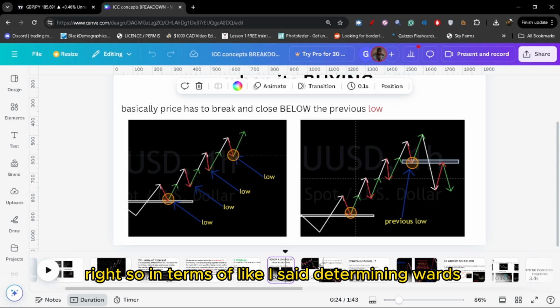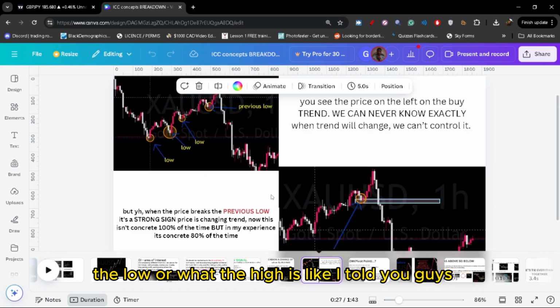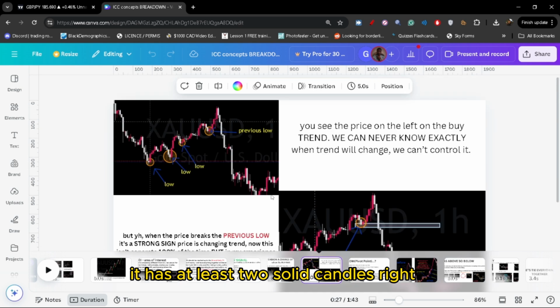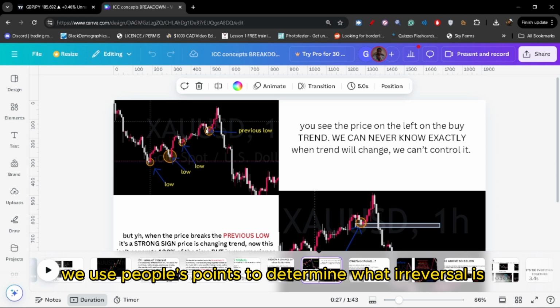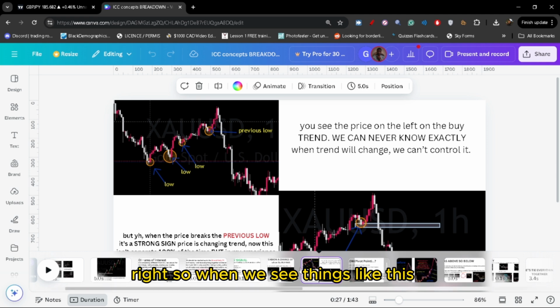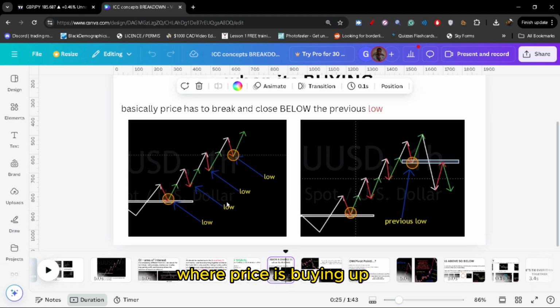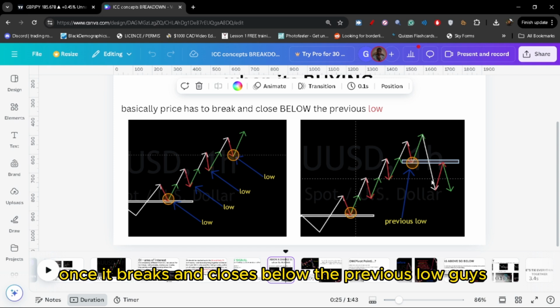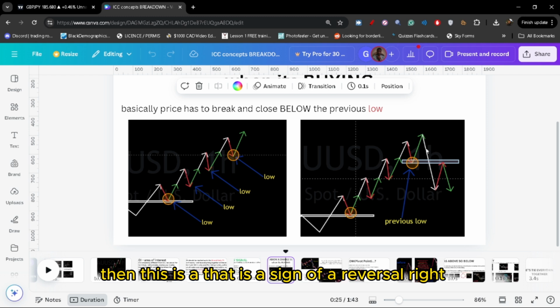So in terms of, like I said, determining what the low or what the high is, like I told you guys, it has at least two solid candles. So in this case here, this would be the lows, and as you can see in this particular case here, this was the previous low. And like I told you guys, we use pivot points to determine what a reversal is. So when we see things like this where price is buying up and then we are trying to look for a reversal, we essentially wait for price to break and close below the previous low. Once it breaks and closes below the previous low, guys, then that is a sign of a reversal, right?